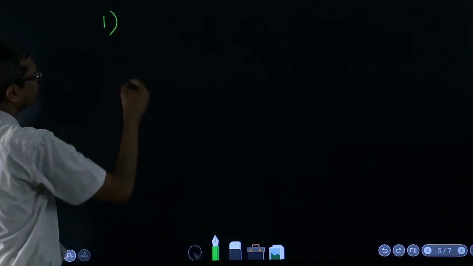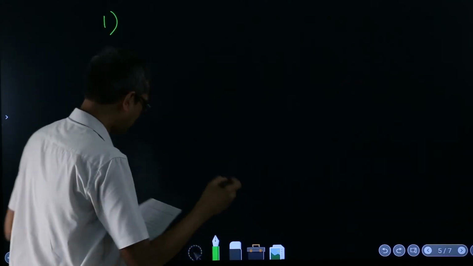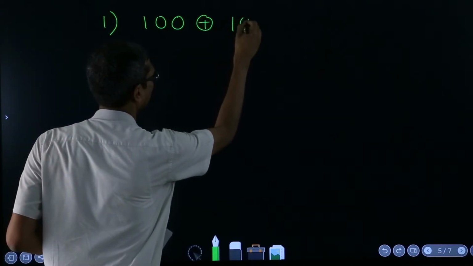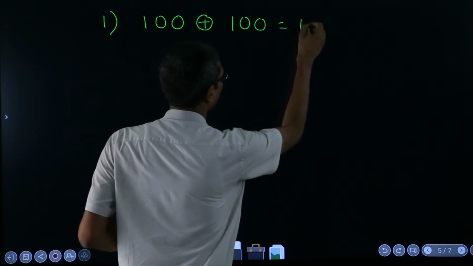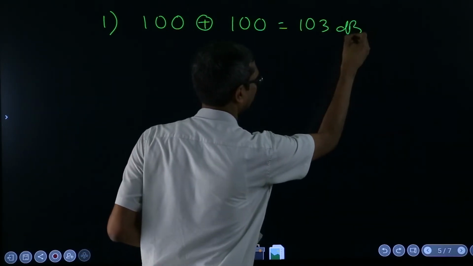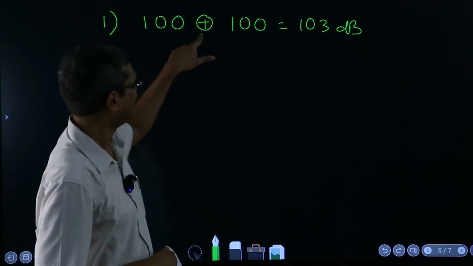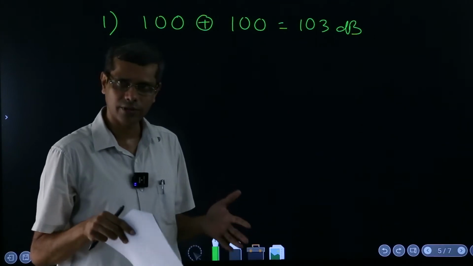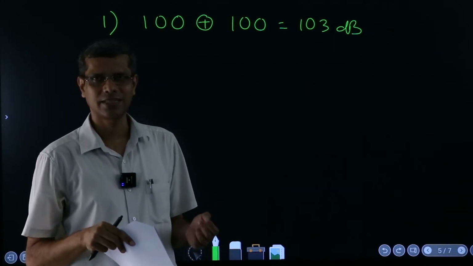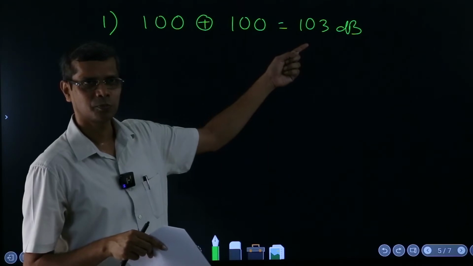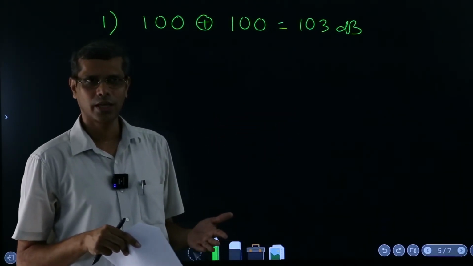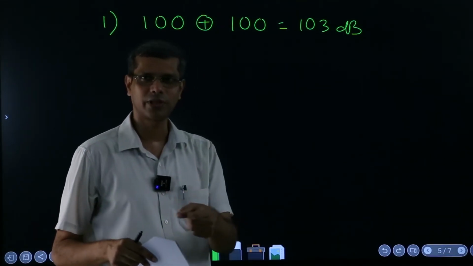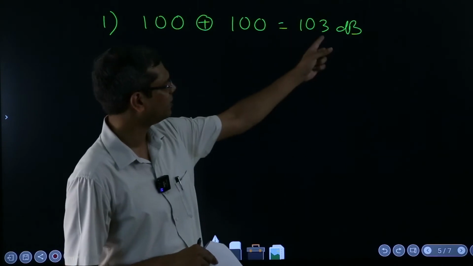One fact is, say 100 dB plus 100 dB is 103 dB. This addition is the SPL addition, that is the logarithmic addition. So if you add two sounds of equal sound pressure level, just a 3 dB increment will happen. Because log 2 basically is 0.3, so 10 times 0.3 is 3. So from there that 3 dB is coming.